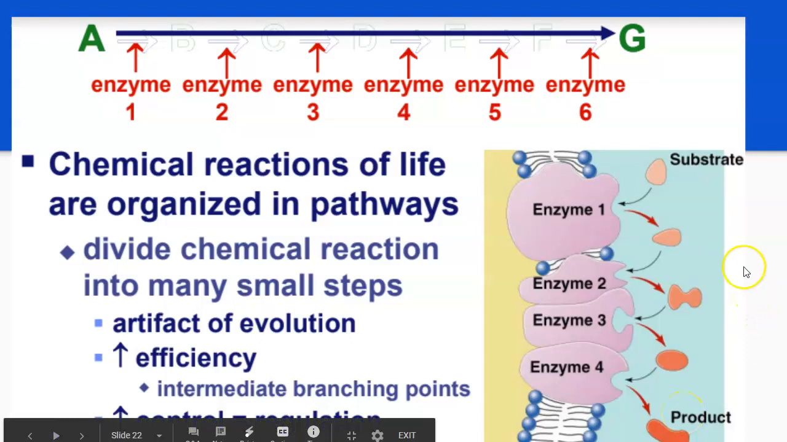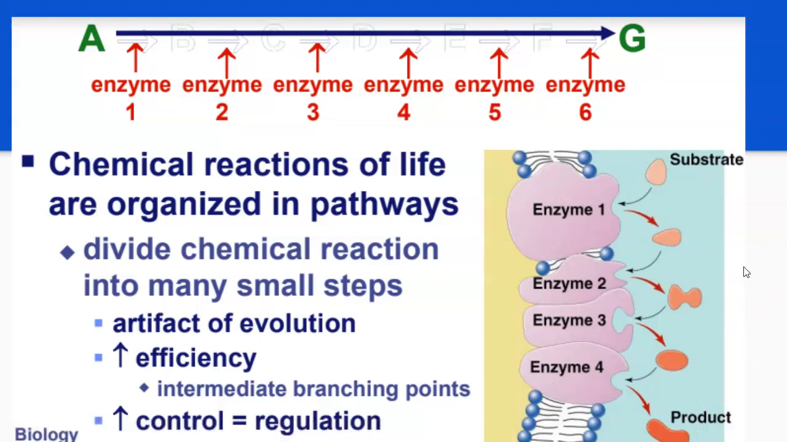It allows for intermediate branching points. Instead of having one thing be in charge of everything, it's more like an assembly line. This increased control at each level helps regulate things. It's not just shutting down or turning on one thing, but the cell, by controlling different ones at different levels, can control the whole thing.